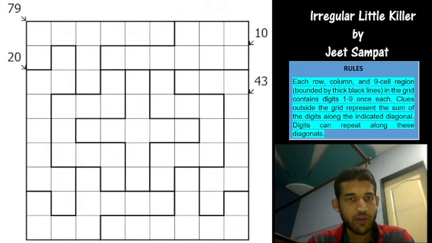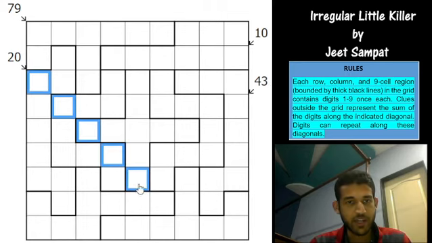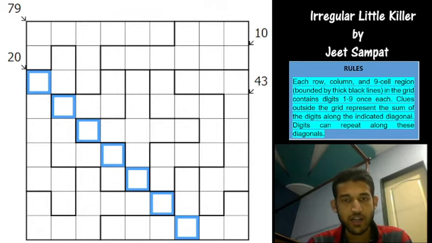Each row, column and 9 cell region. Instead of the classic rule where you have 3x3 boxes, you have some irregular shaped regions. And each of these regions have exactly 9 cells in them, so they will also contain digits from 1 to 9. And then little killer rules apply. So you can see some outside clues here. The digits along the direction indicated by the outside clue must sum up to this clue, and digits may repeat on this direction. There is no restriction on that part. So these are the rules.